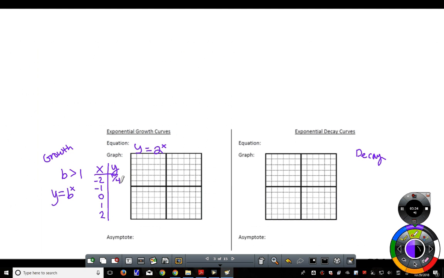What about when I plug in -1 as the exponent? 2 to the -1 power is equal to what? 1/2. Okay. And what's 2 to the 0 power? 1. And then they get a little simpler. 2 to the first power is 2. 2 to the second power is 4. Okay? So let's plot those points and see what they look like. So -2 is only at 1/4. -1 is at 1/2. 0, 1, 1, 2, and 2, 4.